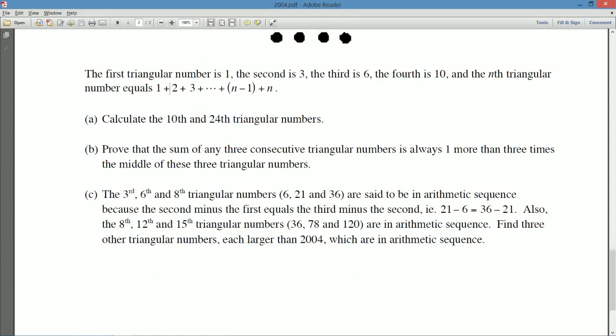Okay, B. Prove that the sum of any 3 consecutive triangular numbers is always 1 more than 3 times the middle of these 3 triangular numbers. Okay. So to get our formula in part A, we lined them up and added them up. No reason we can't do it in this part.